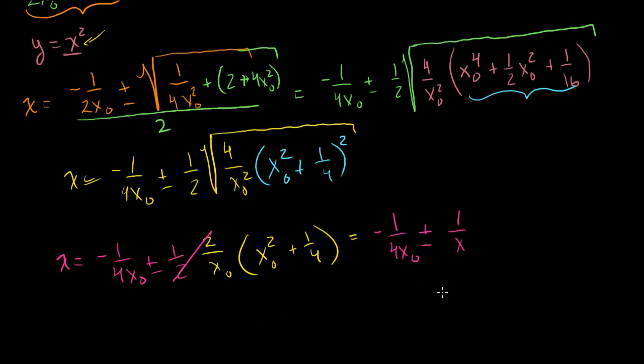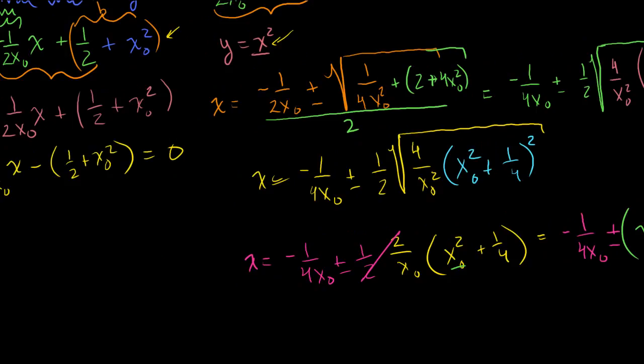Oh, sorry, we have to be very careful. X naught squared divided by x naught is just x naught. Let me do that in a yellow color so you know what I'm dealing with. This term divided or multiplied by this term is just x naught. And then you have a plus 1/4 x naught. And this is all a parenthesis here. So these are the 2 points at which the normal curve and our parabola intersect.